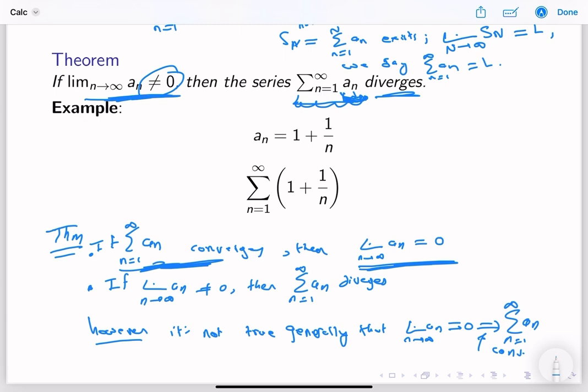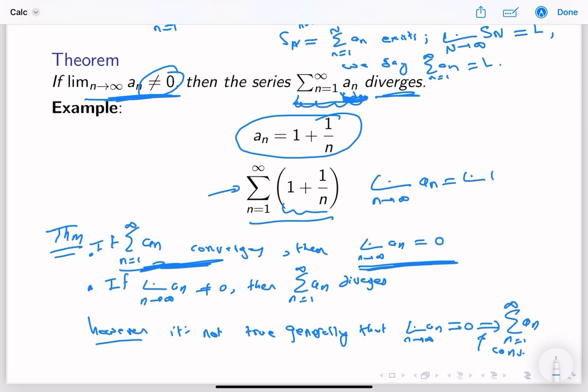So let's take this sequence, and correspondingly we have this series, right? If you compute the limit of a_n as n tends to infinity, this is the limit of 1 plus 1 over n as n tends to infinity. Now the limit of 1 is 1, and the limit of 1 over n is 0. This is something we did in previous videos, and this is equal to 1, right? But 1 is not 0, thus the limit of the summand is not 0.